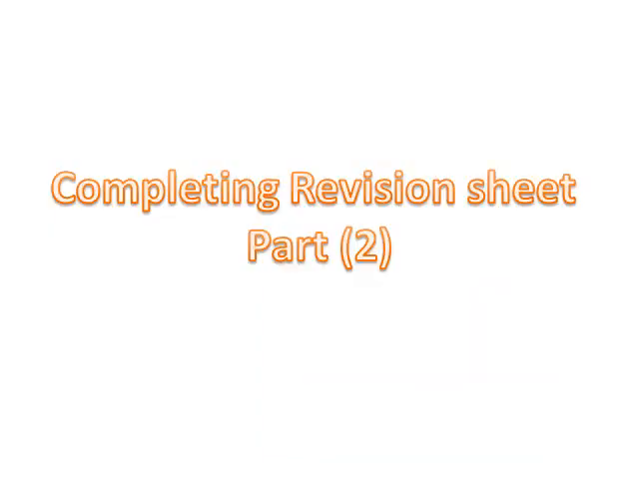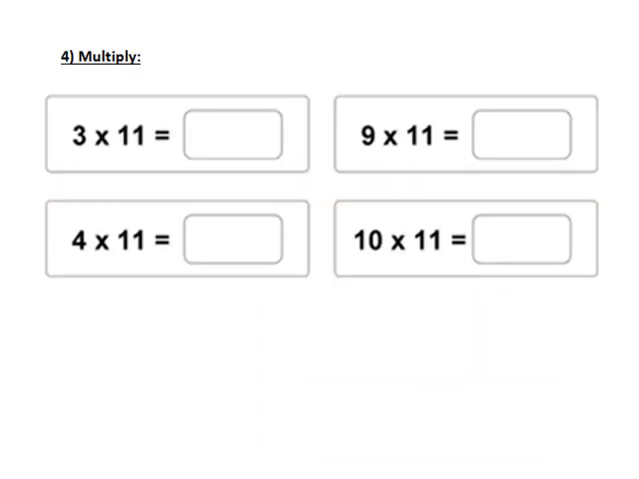Let's complete our revision sheet part 2. Multiplying by 11. 3 multiplied by 11. You remember the secret of table 11? I just put my number 2 times. So 3 times 11 is 33. What about 4 times 11? 9 times 11? 99. I put 2 nines. 4 times 11? I put 4 and 4.